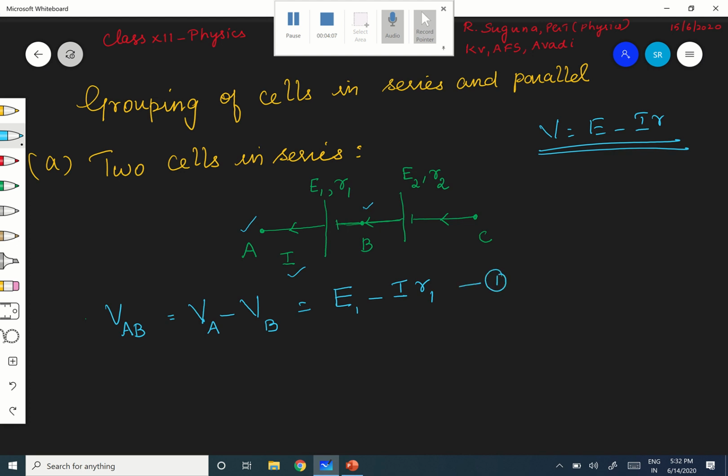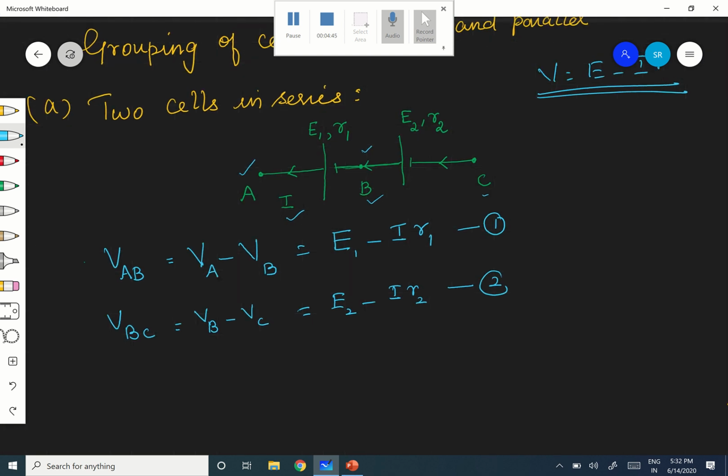Then, next one is, what is VBC? What is the potential difference between the points B and C, that is the potential drop across the second cell. That is nothing but VB minus VC. Why VB? B is at higher potential than C. VB minus VC is equal to E2 minus IR2. This is equation number 2. Are you following? Right.